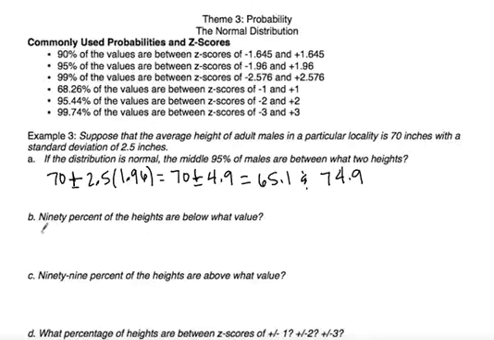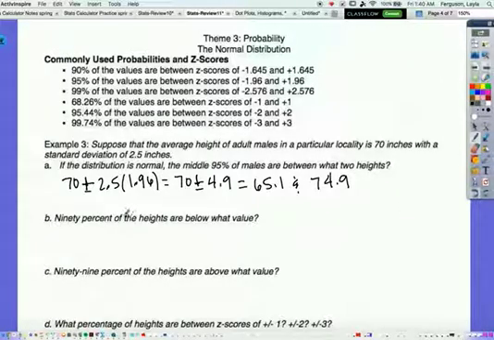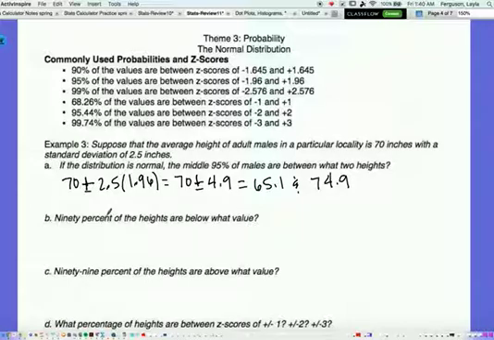90% of the heights are below what value? Alright, so for 90% of the heights are below what value, it's important that you know that 90% of the values are going to be below a z-score of 1.282. So here we have listed the ones that are between. So for below, 90% is associated with 1.282.